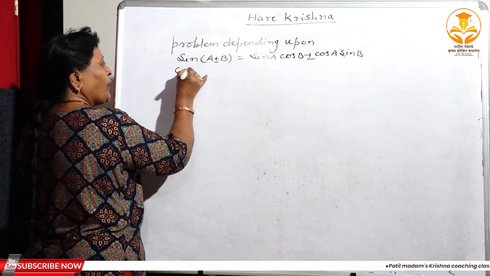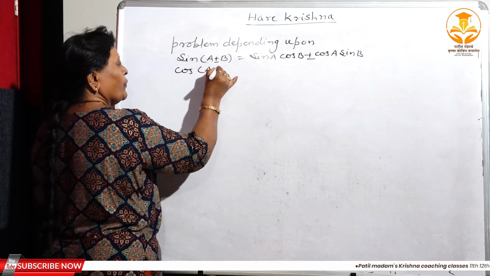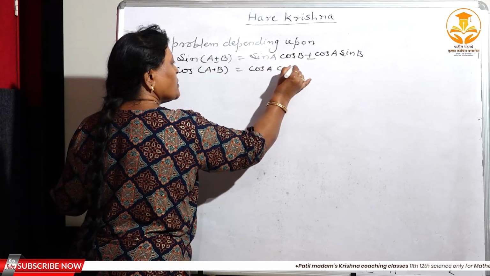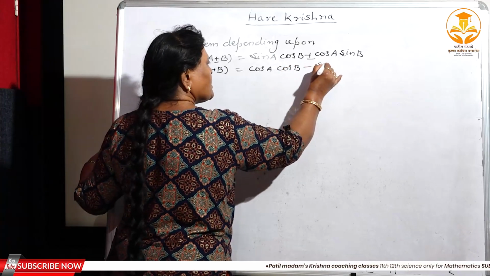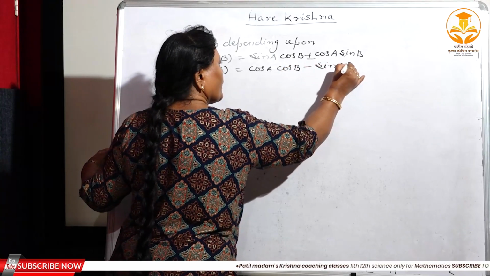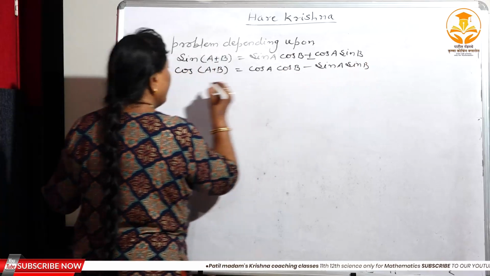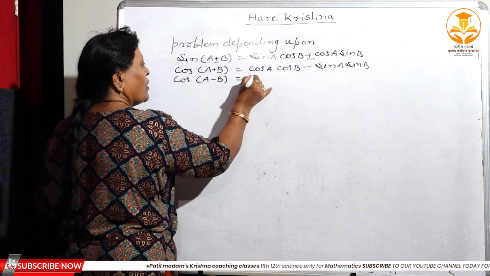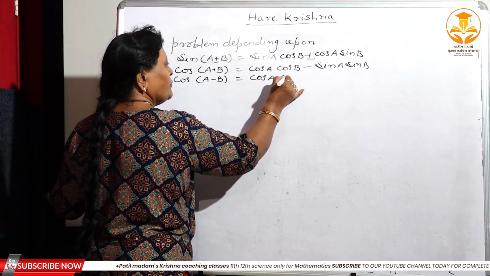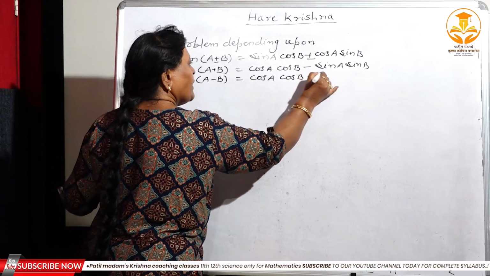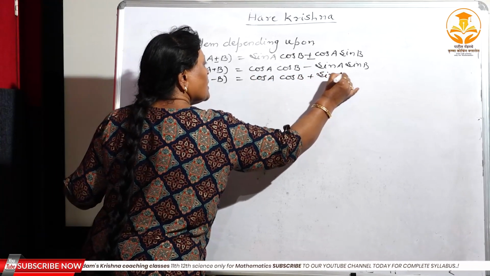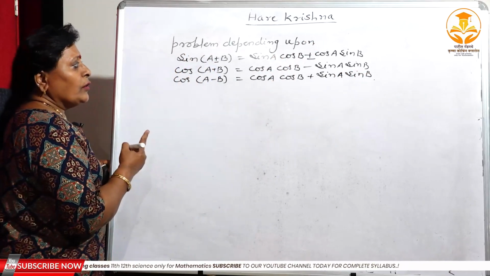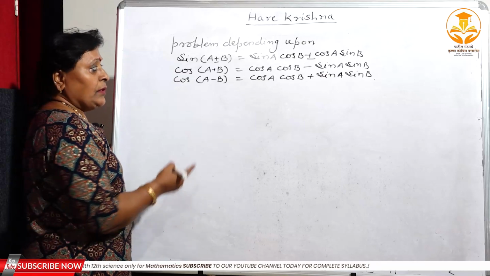What is the formula of cos A plus B? Cos A cos B minus sin A sin B, right? And here again, what is the formula of cos A minus B? See here, cos A cos B plus sin A sin B, right? Now the problem depends upon these formulas.